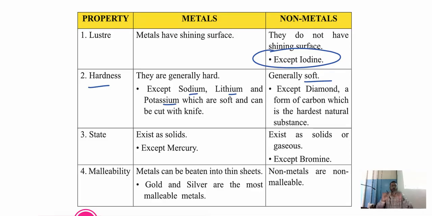Similarly, I will use one small paper, I will hold it. It is soft. As soon as you hold it, you can tell that it is a non-metal. Am I right? If they are soft, non-metal. If they are hard, it is metal.